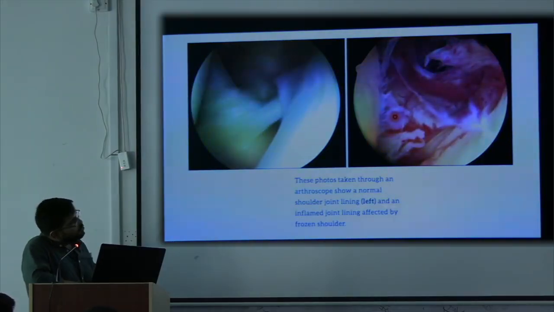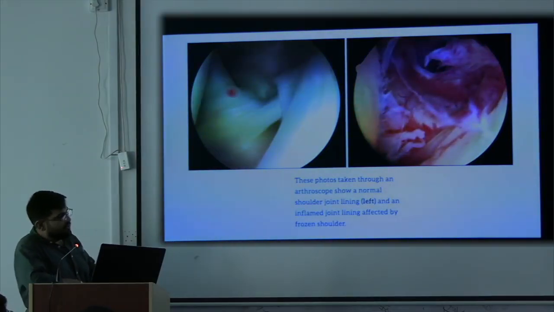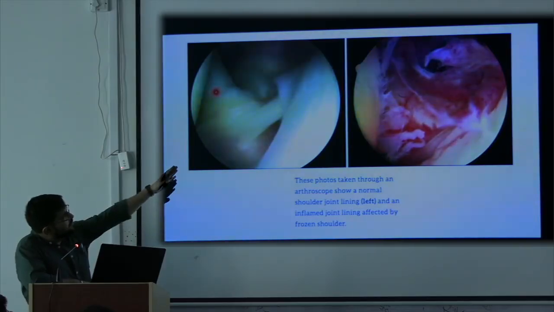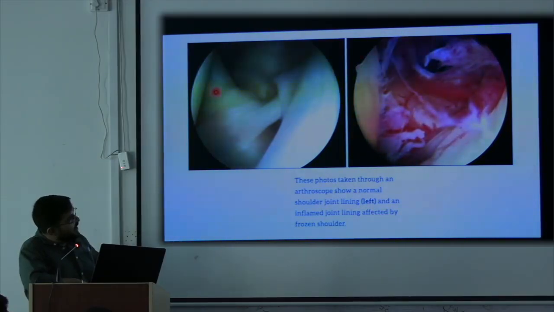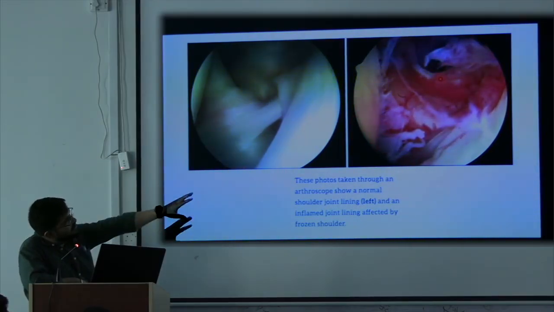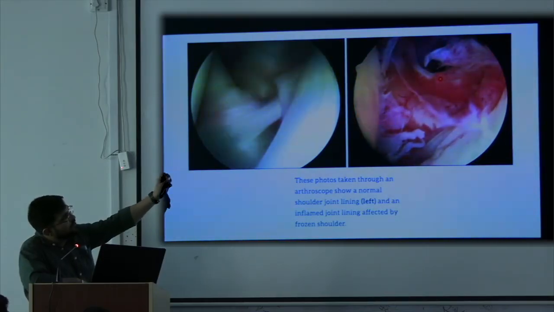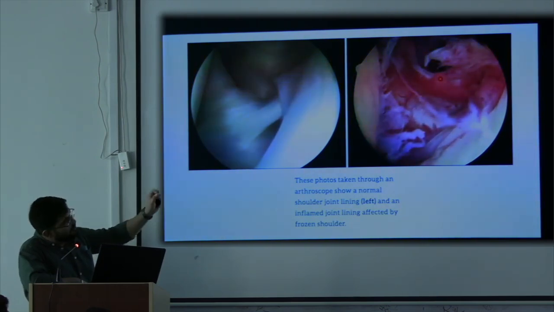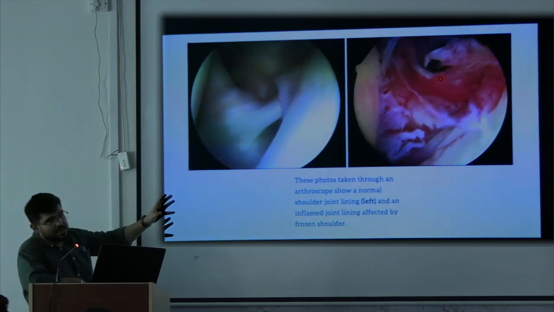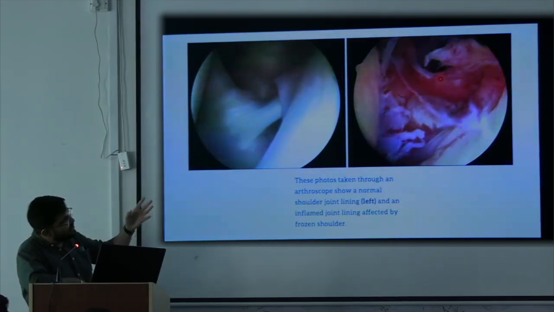So this is the arthroscopic view. In the left side picture, you can see the normal shoulder joint. On the right side, as you can see, there is a lot of fraying, a lot of redness, and a lot of arteries or capillaries all around. This is because of all the inflammation going on inside the shoulder joint. This is known as the frozen shoulder arthroscopic view.